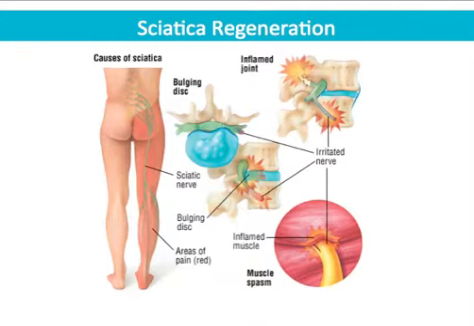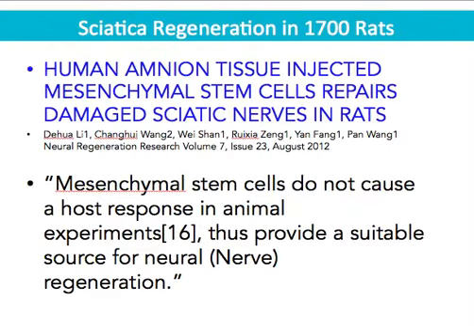And so what the researchers did is they took 1,700 rats, and they actually severed the sciatic nerve on these rats, and they wanted to see first of all two things. Would the human amnion tissue injected into the rats help repair the damaged sciatic nerve? And the second thing, will it cause a host response in the animal?